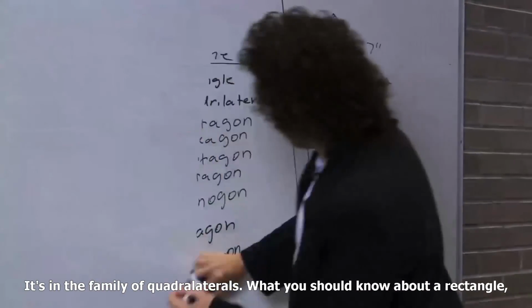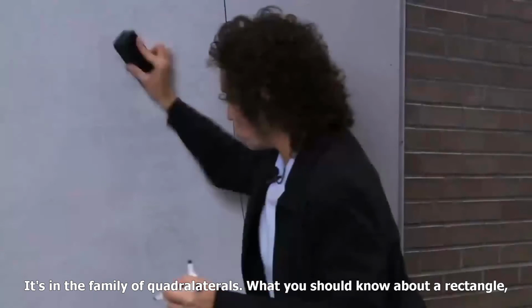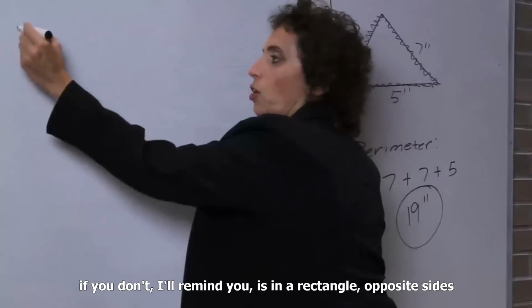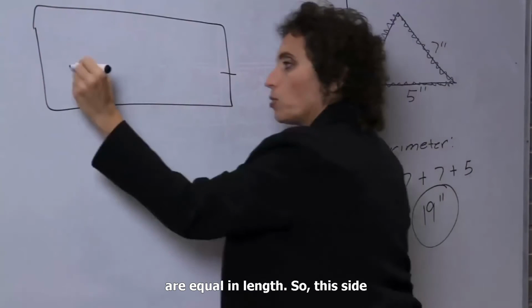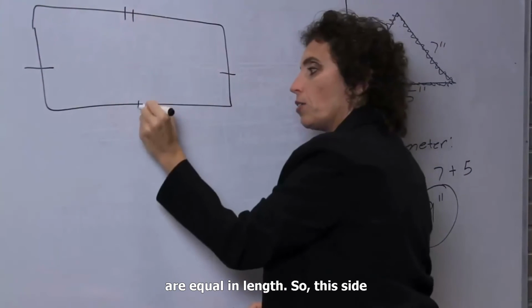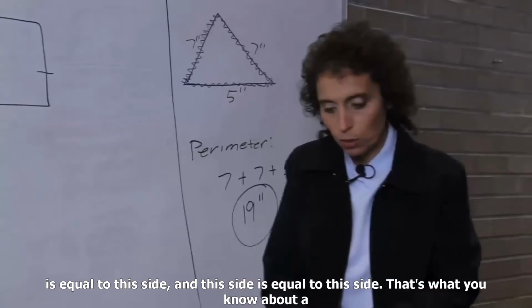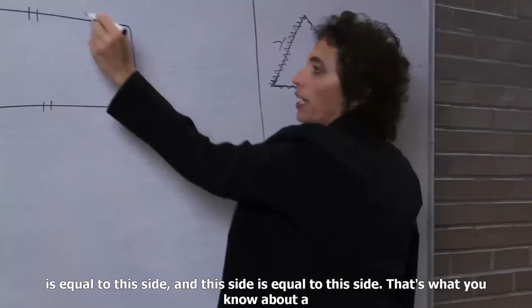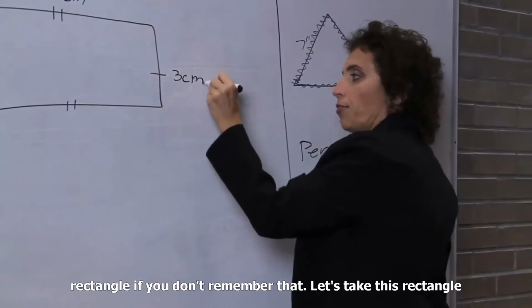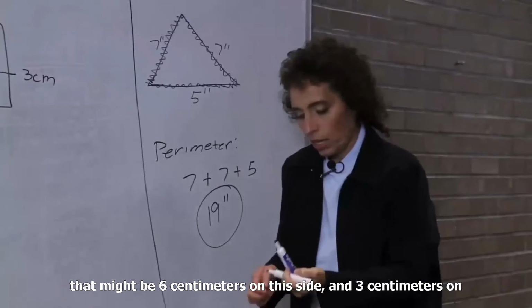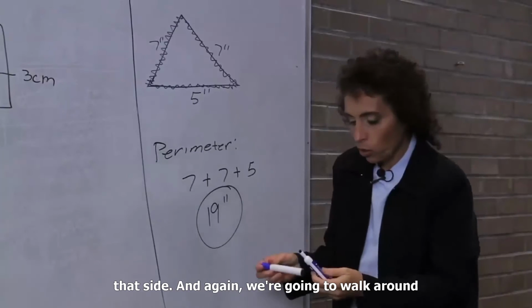It's in the family of quadrilaterals. What you should know about a rectangle, if you don't, I'll remind you, is in a rectangle, opposite sides are equal in length. So this side is equal to this side, and this side is equal to this side. That's what you know about a rectangle if you don't remember that. Let's take this rectangle that might be 6 centimeters on this side and 3 centimeters on that side.